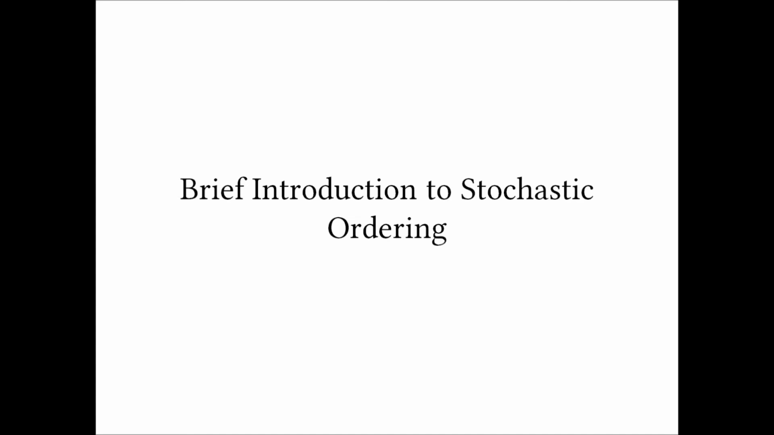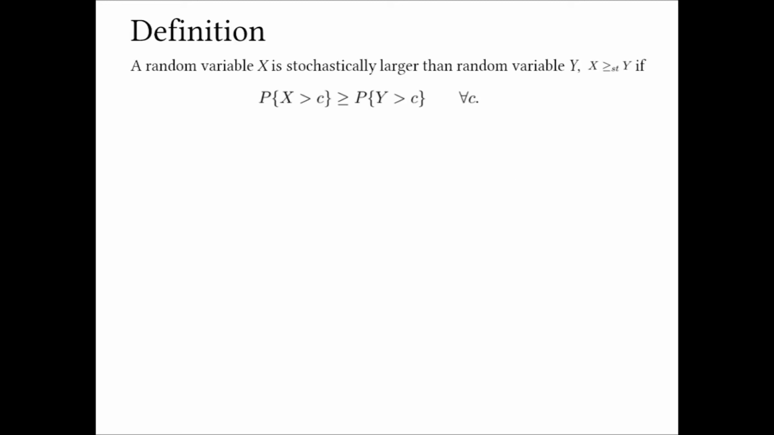Hello everyone. Today I'm going to talk about stochastic ordering in a very brief sense. Basically, stochastic ordering is related to dominance among random variables. Let's start with the definition.